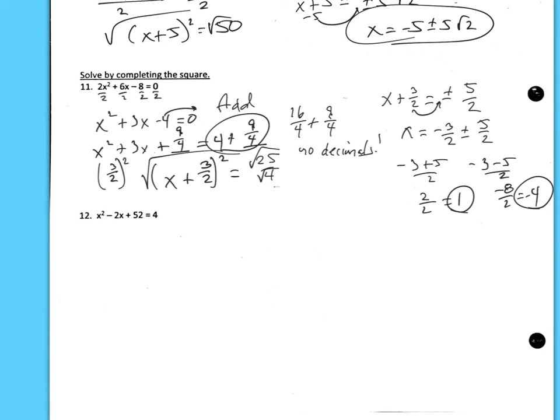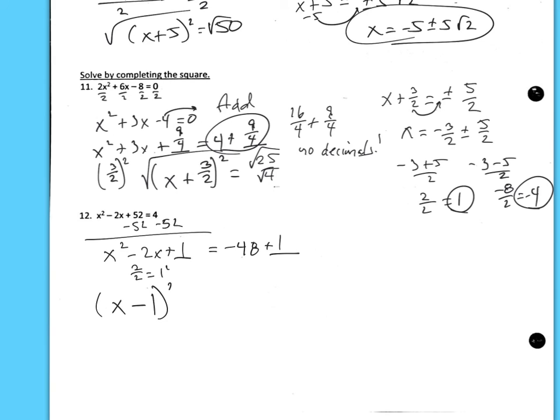Last one for you to try. This one looks weird, but start the process the same. Get that 52 out of there. x squared minus 2x. We're going to have that blank. And then 4 minus 52 is negative 48. And we're going to have a blank. 2 divided by 2 is 1. 1 squared. We add 1 to both sides. Letter. First sign. Number you squared. Quantity squared. Right-hand side. Do what it says.